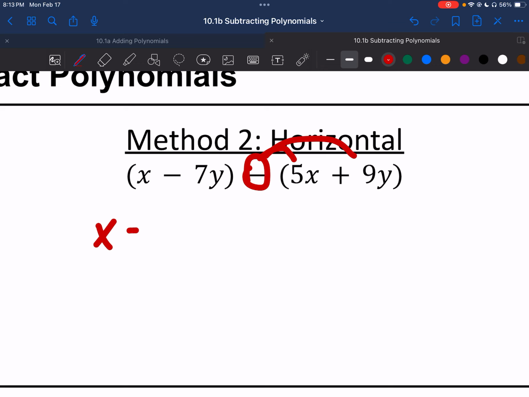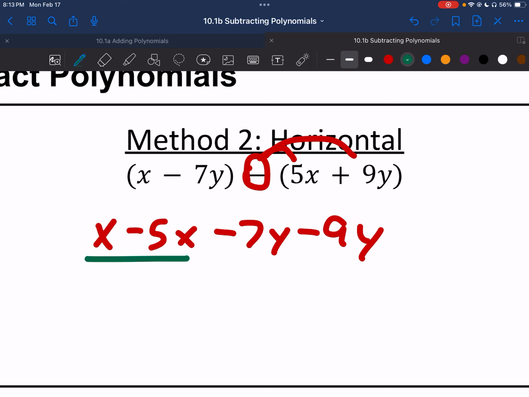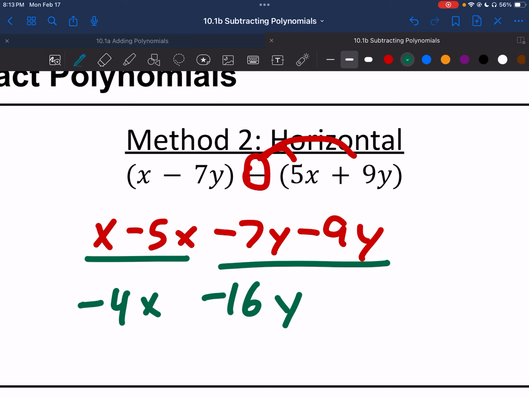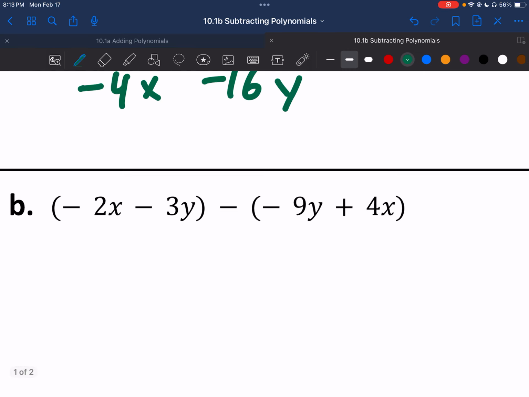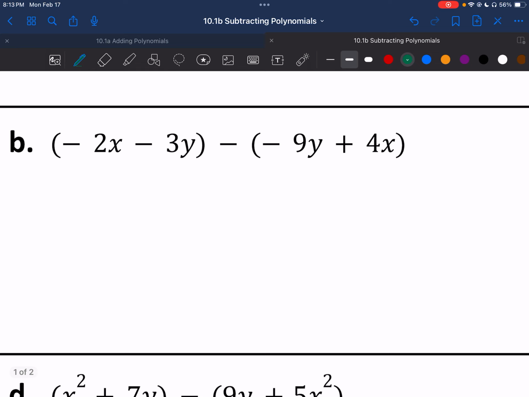So we have an x minus a 5x. We have minus 7y minus 9y. Combine like terms, x minus 5x is negative 4x. Negative 7y minus 9y is minus 16y. All right, letter B, we're going to do the same thing.